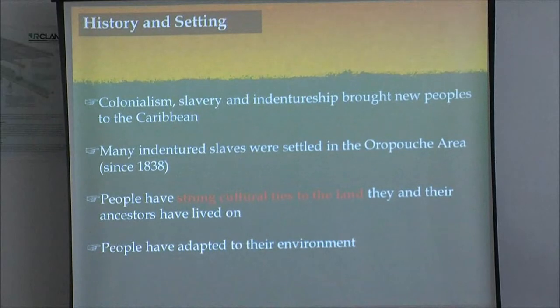Colonialism and slavery brought indentured laborers and a whole host of different people to Trinidad. And lots of the indentured laborers and slaves settled in the southern parts of the whole Orinoco Basin. Many of the people that live there now are descendants of those people. And this is one of the reasons why people have such emotional ties to the wetland.